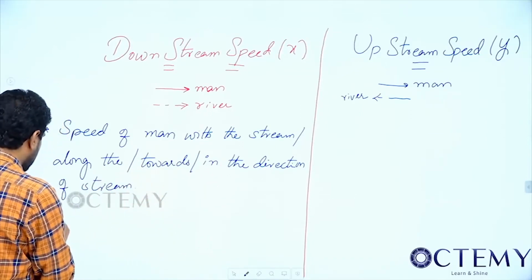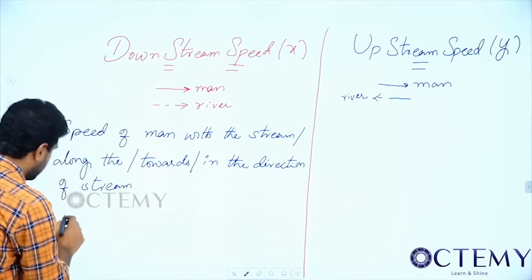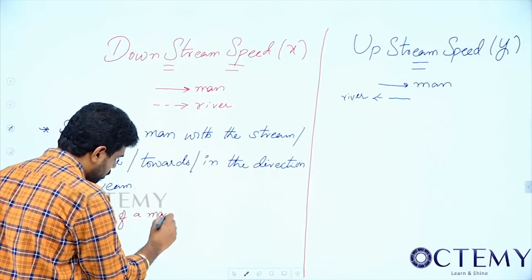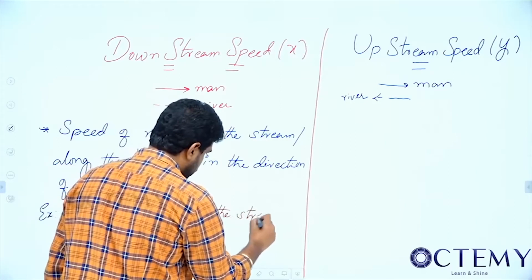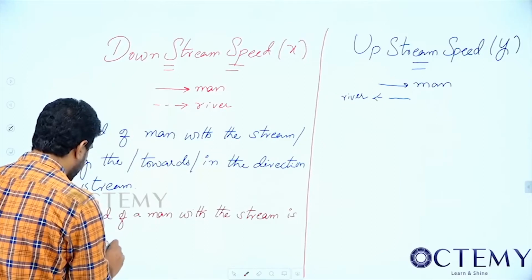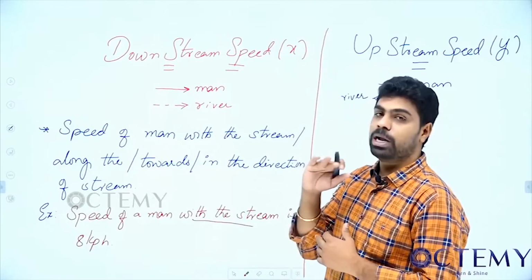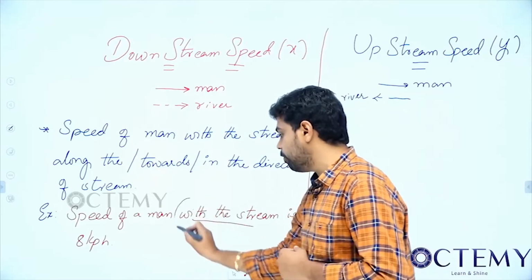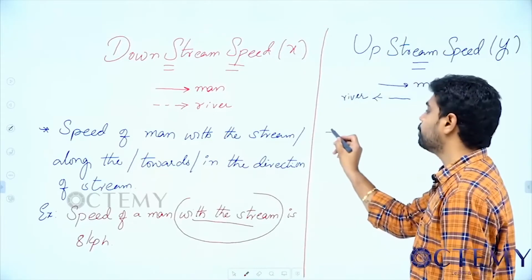For example, we can write it as, speed of a man with the stream is 8 km per hour. You found this word, with the stream. If you tell speed of a man, just speed of a man in still water, then it is P. When you tell speed of a man with the stream, if you find one of these words, then it is X. Okay.